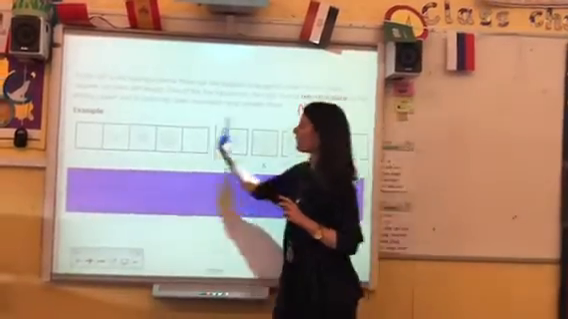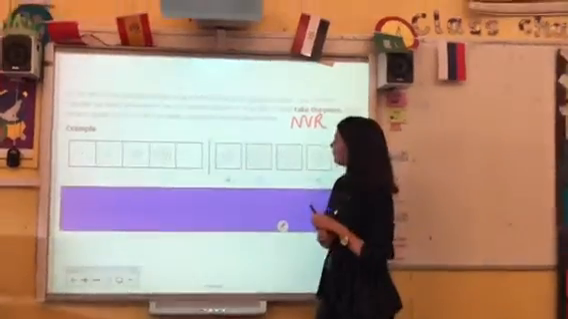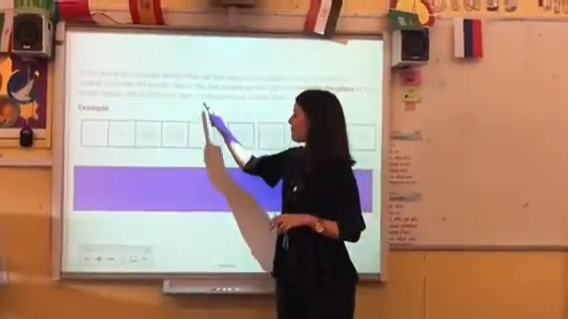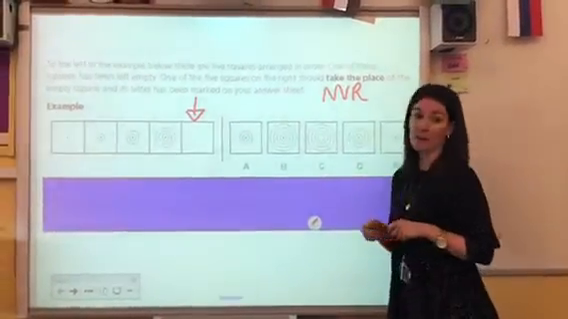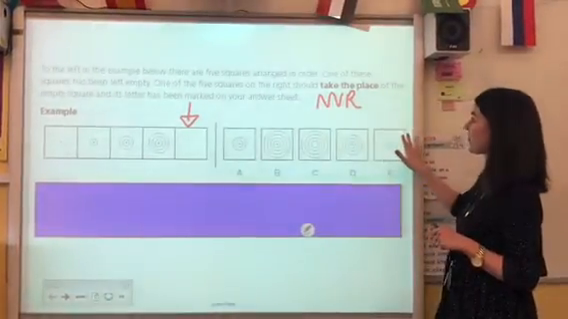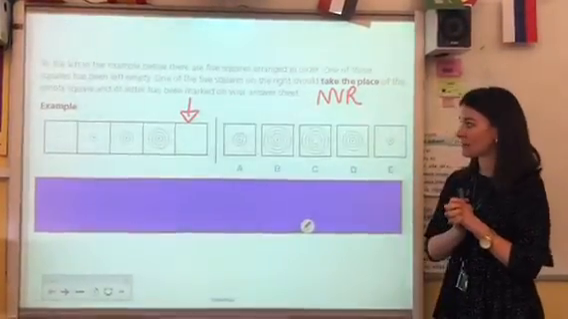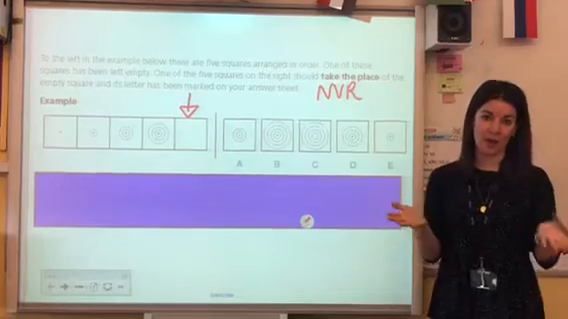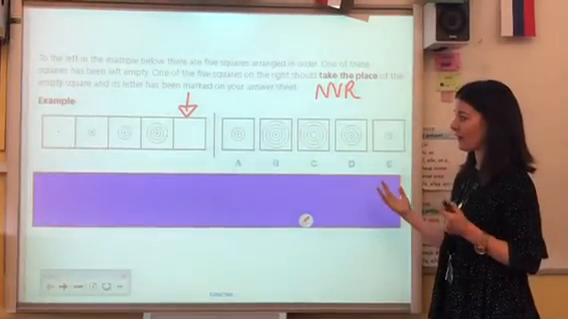So it says, on the left in the example below, there are 5 squares arranged in order. One of these squares has been left empty. It's this one here. One of the 5 squares on the right should take the place of the empty square, and the letter has been marked on your answer sheet. So we haven't got the answer just yet. I've taken that away for you. So we're going to look at this example carefully.